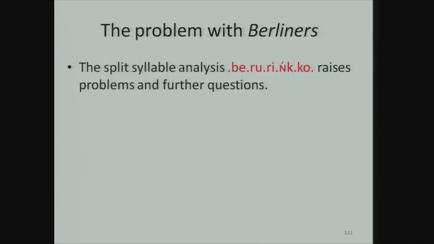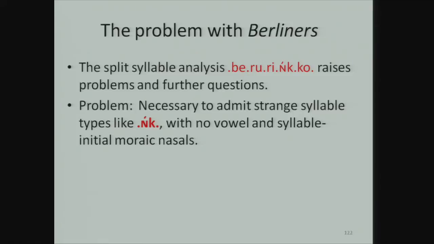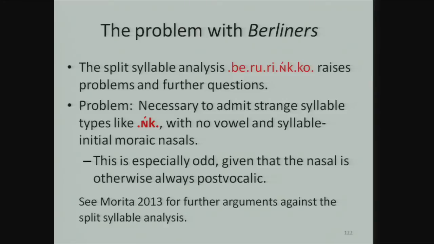And this creates problems and also raises further questions. It's crucially necessary to admit this strange syllable type like nk, with no vowel and a syllable-initial moraic nasal, if it has to be split. Okay. And this is especially odd given that the nasal is otherwise always postvocalic. Takashi Morita in a recent paper has also provided further arguments against this split syllable analysis.